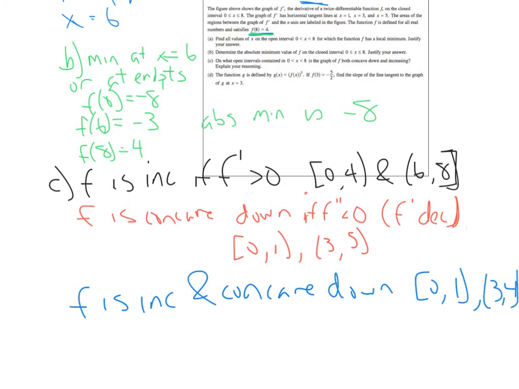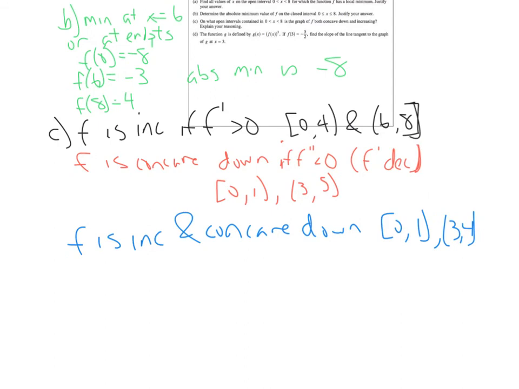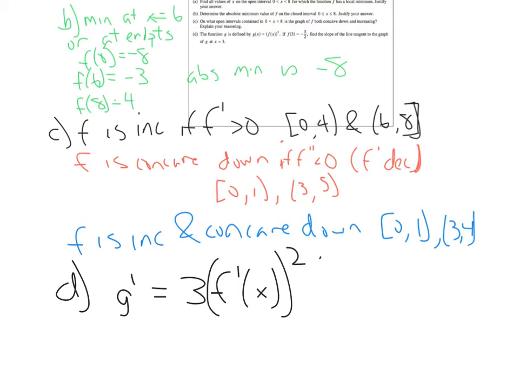Function g is defined as that. If f of 3 equals negative 5 halves, find the slope of the line tangent to the graph of g. Okay. So that means we got to do chain rule. So g prime is 3f of x squared, because of power rule, and then f prime of x. Don't change the inside.